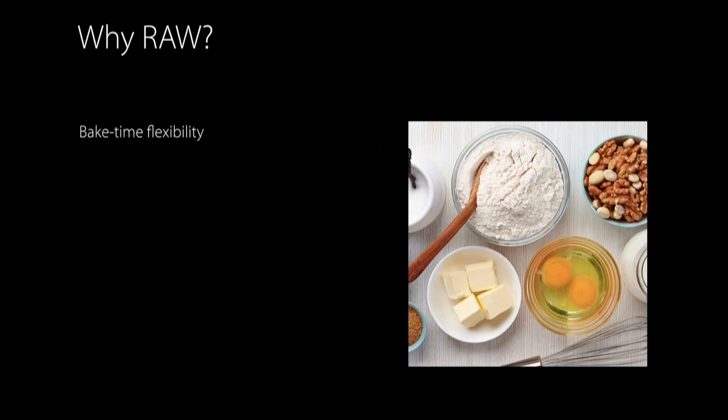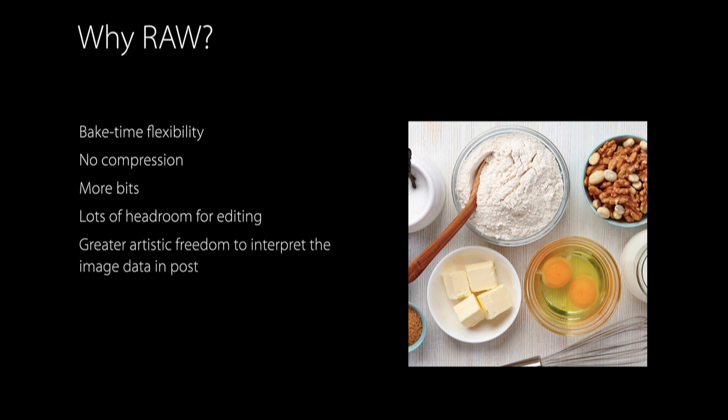First and foremost, you have bake time flexibility, right? So you're carrying the ingredients around, but you can make a better cake next year. There's no compression involved, like there would be in BGRA or 420. You have more bits to work with. It's a 10-bit sensor raw, packaged in 14 bits per pixel instead of 8. Also, you have lots of headroom for editing and some greater artistic freedom to make different decisions in post. So basically, you're just deferring the baking until later.